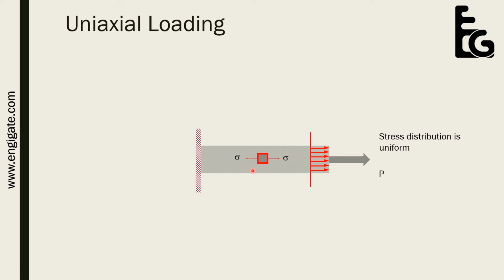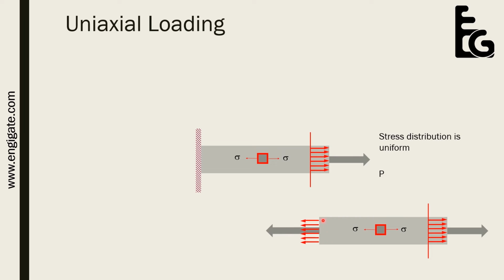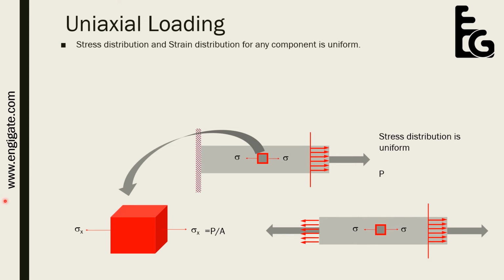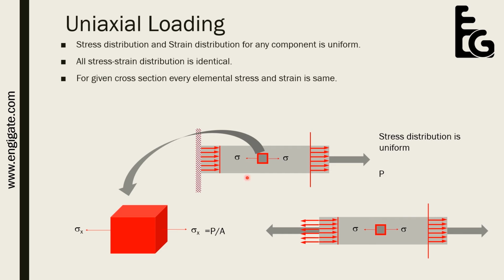Now when load is applied, there will be internal stresses generated. Here in axial loading, the stresses generated are uniform. So the distribution of stress and strain is also uniform. Also, a reaction force at the support will be developed. Here an element is shown for how the loading system will be in the uniaxial loading system. Here the stress and strain distribution will be identical. Also, for any cross section, every elemental stress and strain will be the same.